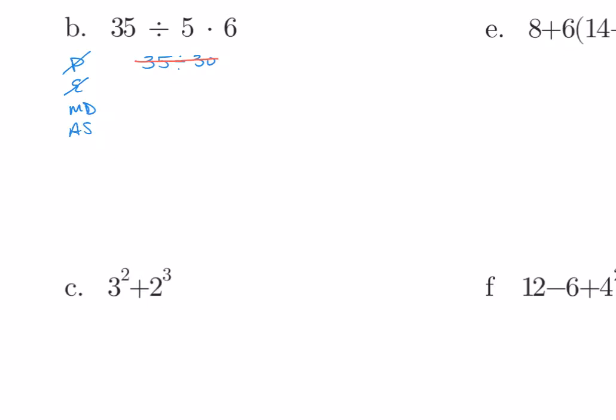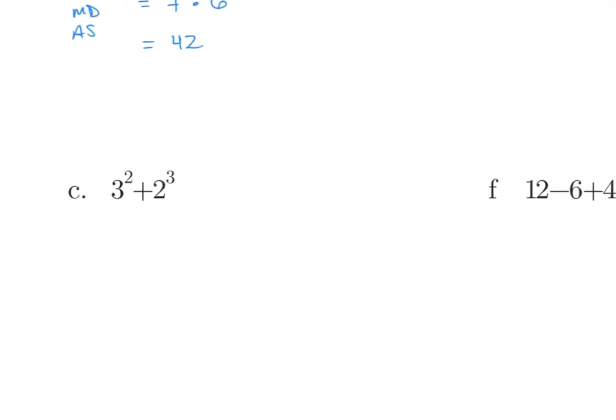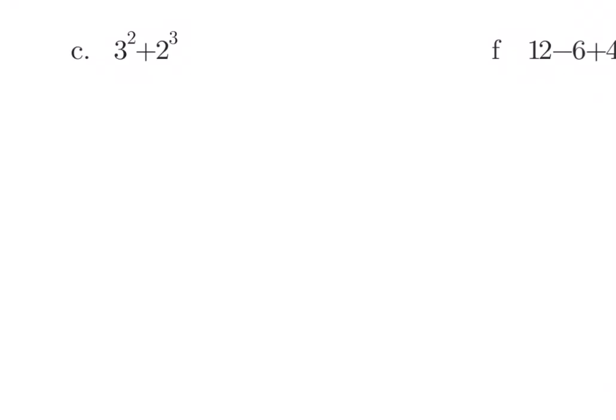So let's go ahead and do this problem the way it should be done. Remember that multiplication and division must be done from left to right, which means that I want to divide first. 35 divided by 5 is 7. Bring down our times 6. And 7 times 6 is equal to 42. All right, let's keep going. Example C.